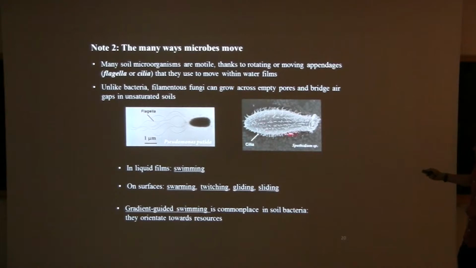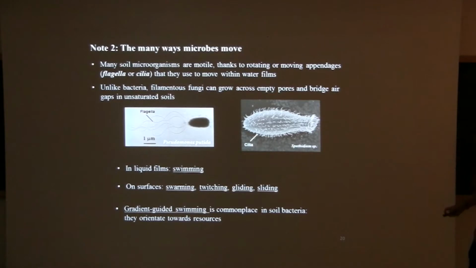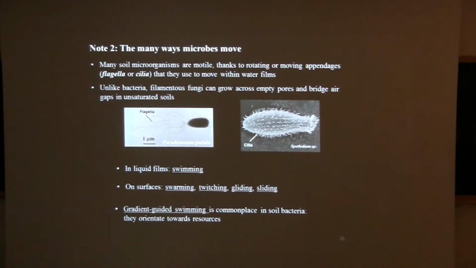In ciliates, for instance, those are larger organisms. They are not at the same scale. We have other types of appendages named cilia. Typically, those organisms, if they are immersed in a water film, are able to swim, and that is a very useful way for them to disperse in their environment. But it's important to know that there are many other types of mechanisms to disperse.